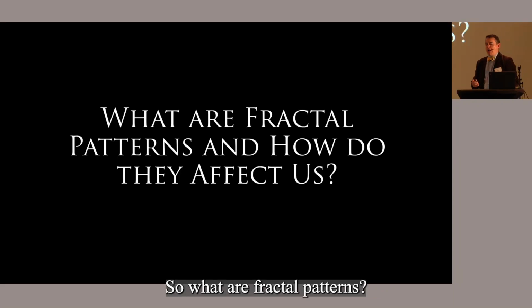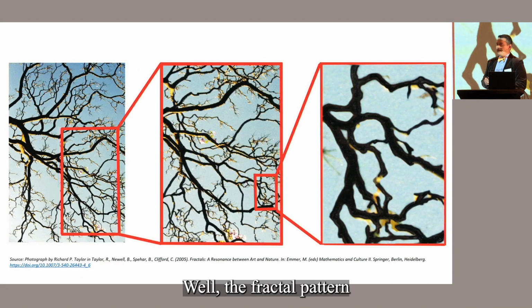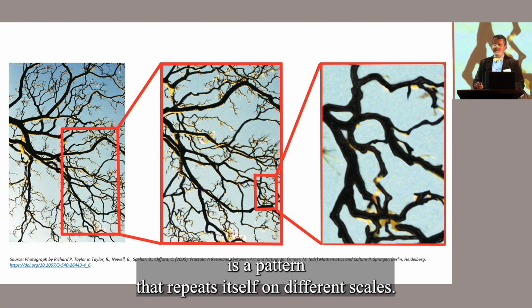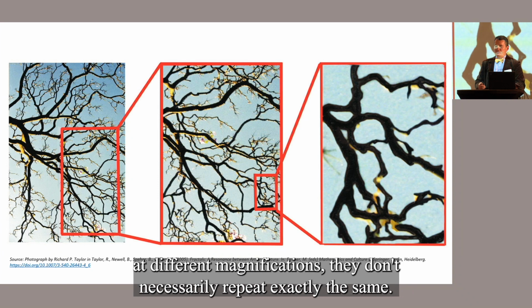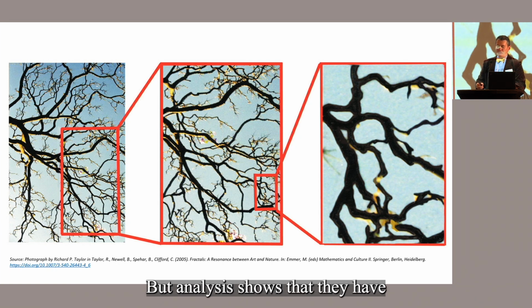So, what are fractal patterns? How do they affect us? Well, a fractal pattern is a pattern that repeats itself on different scales. Trees are a great example. Dr. Bruce talked about this earlier. And although these patterns are observed at different magnifications, they don't necessarily repeat exactly the same, but analysis shows that they have the same statistical qualities.